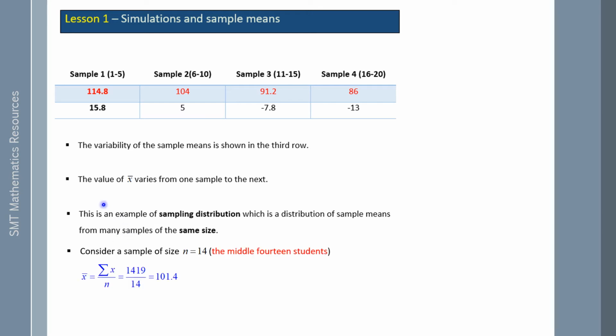Consider a sample of size n equals 14, and this sample intentionally is going to be the middle 14 students. The sum of those values divided by 14 is 101.4. Note, here we seem to get a sample mean which is closer to the population mean, which was 99. X bar based on a large sample will tend to be closer to mu than x bar based on a small sample size.